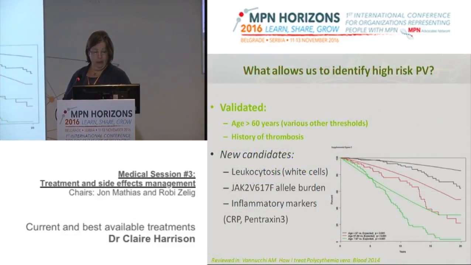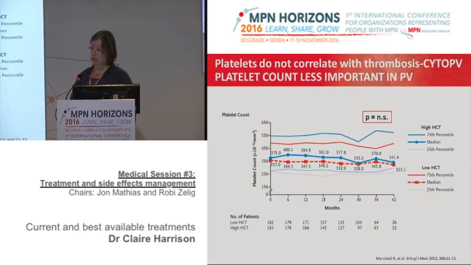Right. So how else might we identify high-risk PV, and what other things might we think about? So we might think about the white cell count. Some of us measure the amount of JAK2. That's not often done in clinical practice. And there's some interest in inflammation. Hans Hasselbalch, another eminent clinician in this field, is a strong advocate of the role of inflammation in this disease. And so there are things that we can measure for that.